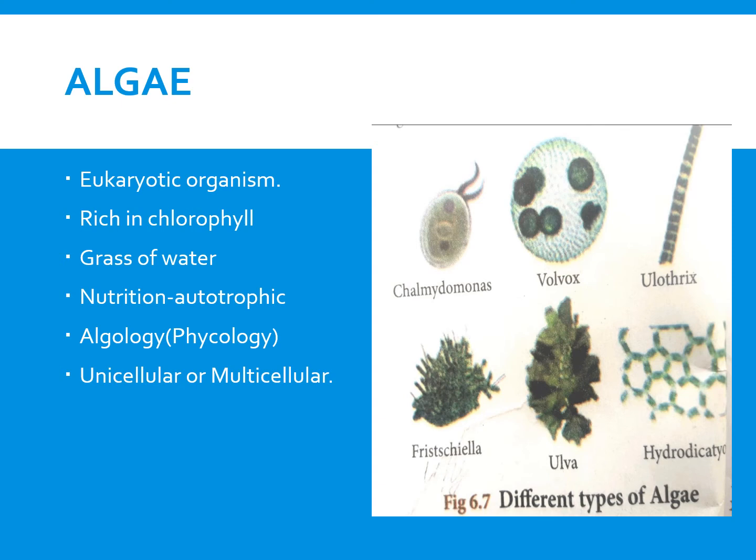So Chlamydomonas occurs singly, unicellular. Next, volvox, it occurs in colonies. You can see many green dots, each one is a volvox. Then Ulothrix, an unbranched filament. Then Hydrodictyon, a branched filament. Then Ulva, a macro algae, and Fritschiella, also a type of algae. So these are examples of different types of algae.